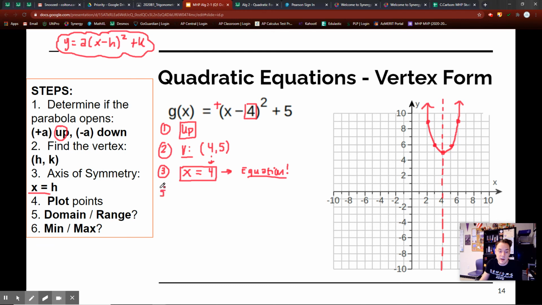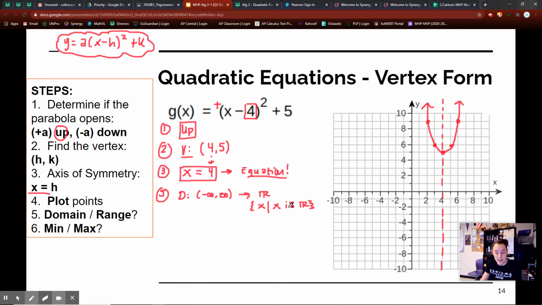Now let's find my domain and range. For domain, it is always going to be negative infinity to positive infinity. Notice the negative comes first and then the positive, and I'm looking at it from left to right. If you wanted to put this in set notation, you could, and it's just all real numbers. Sometimes it's listed as the set of all x such that x is a real number. Just letting you know, this is interval notation.